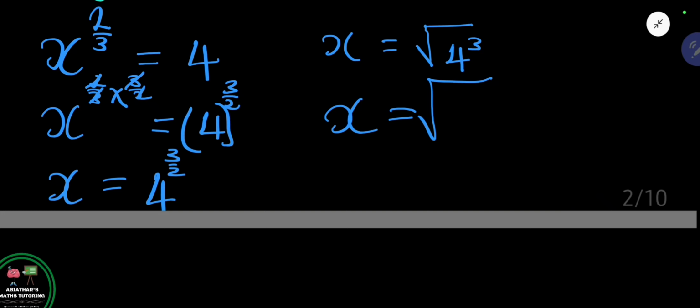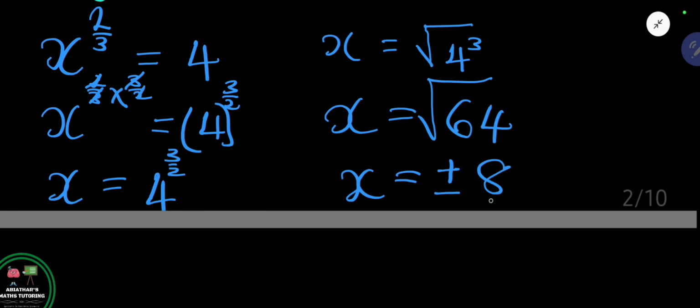Okay, yes, I am doing the right thing. So 4 cubed, guys, is 64 if I'm not wrong. And then now the root of 64 is what? It is plus or minus what? Plus or minus 8.